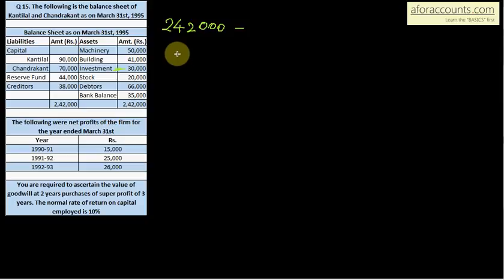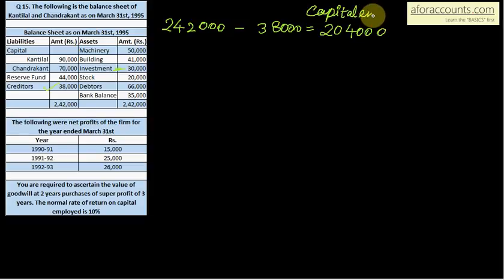So all the assets total 2,42,000 minus all the outside liabilities. So creditors is your outside liability, the rest, reserve fund and capital, are inside liabilities. So minus 38,000, your creditors, that comes up to 2,04,000. And this is your capital employed. Okay.